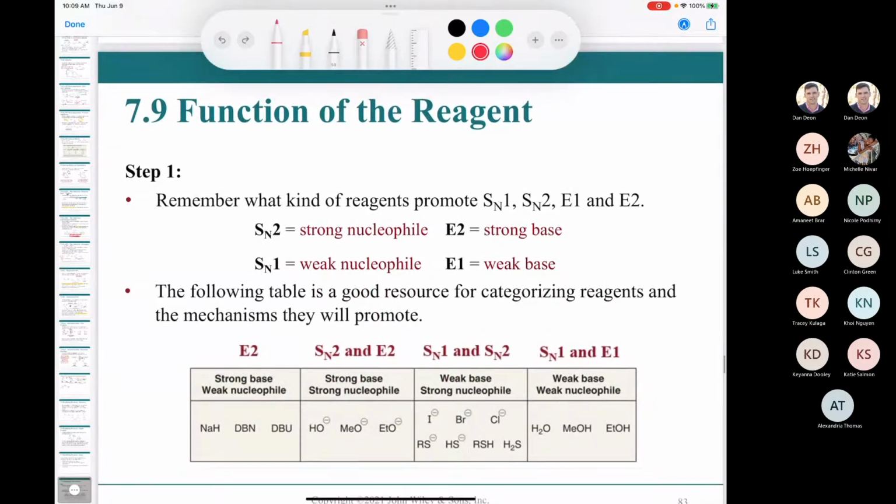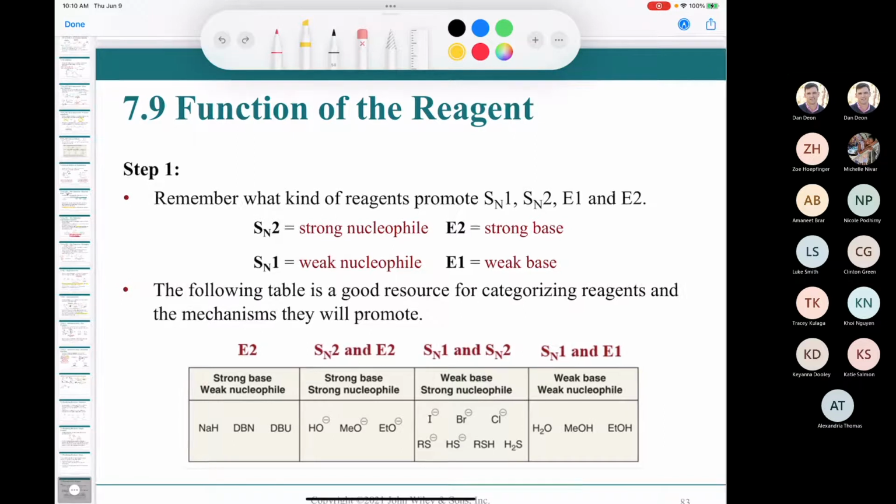Sure. This is a table that shows you all the strong bases, all the weak bases, the strong nucleophiles, and the weak nucleophiles. An SN2 reaction is going to happen when we have a strong nucleophile, whereas an SN1 is going to predominate when we have a weak nucleophile. Strong bases are going to promote E2, and weak bases are going to promote E1. And so this table is really great for categorizing reagents and the mechanisms they're going to promote.